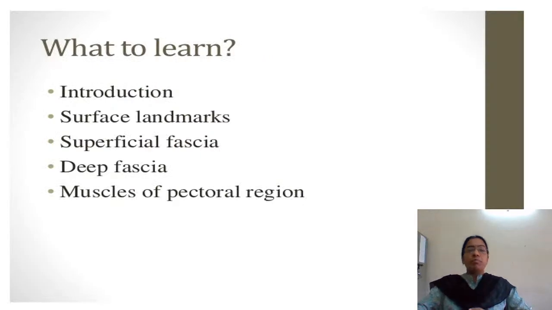Now coming to the learning objectives. The class includes learning objectives such as introduction, surface anatomy, that is surface landmarks, superficial fascia, deep fascia, and the muscles of the pectoral region.